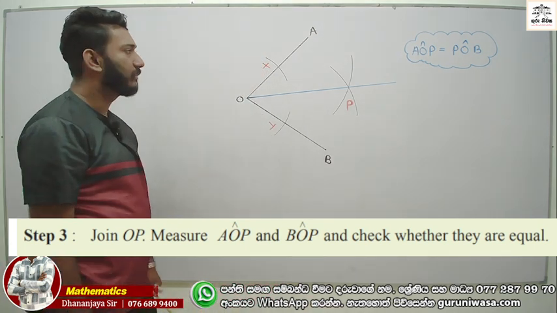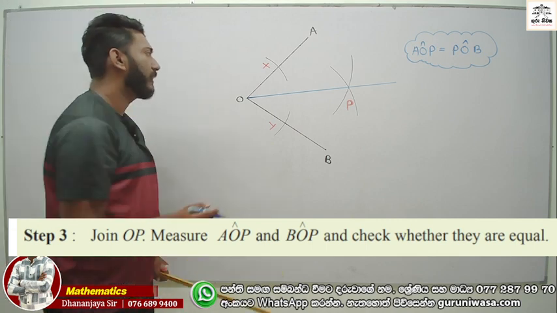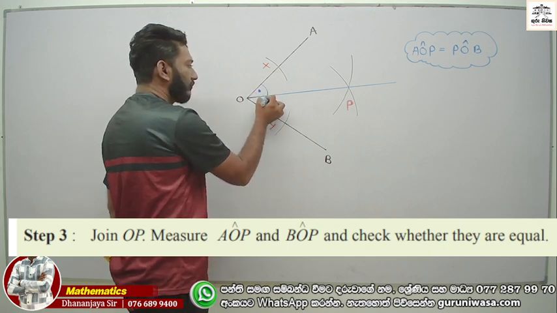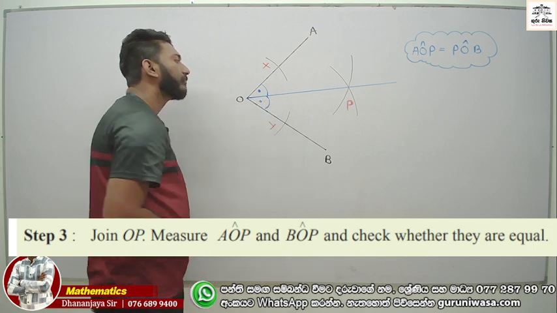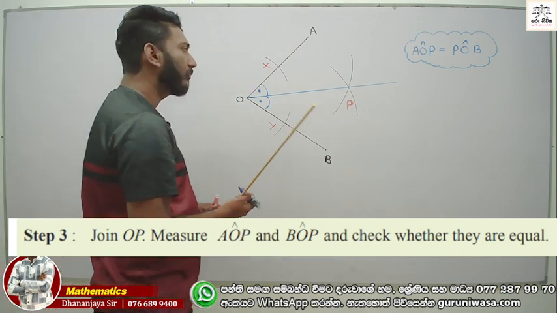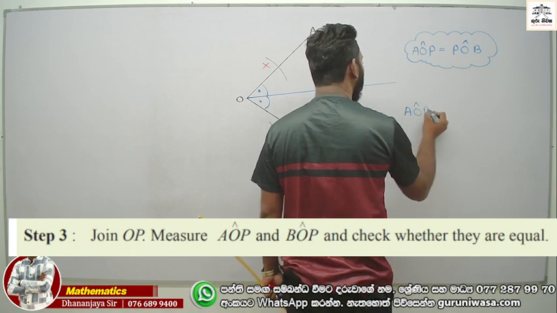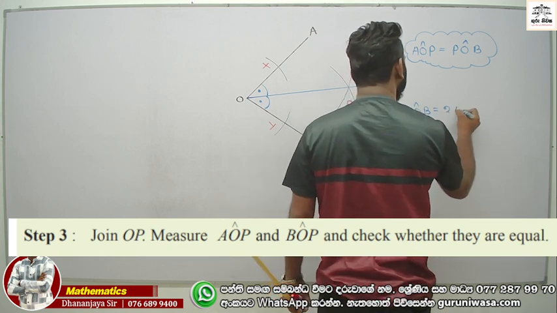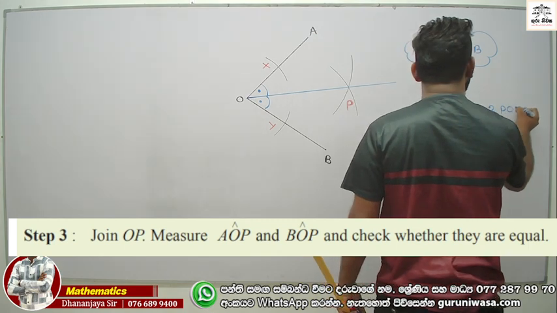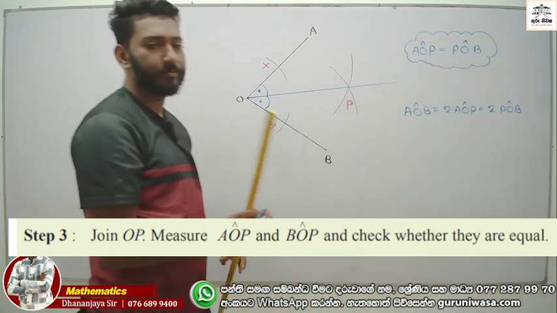Therefore, check, right? Angle bisector. It splits nicely into two equal parts, son. Therefore, you can write that the whole angle AOB is 2 times AOP or 2 times POB. You can say that, can't you?